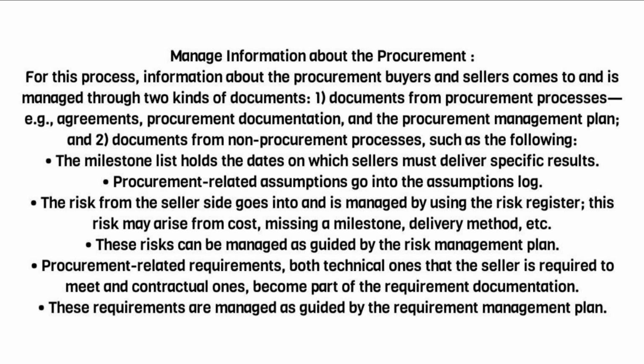The milestone list holds the dates on which sellers must deliver specific results. Procurement-related assumptions go into the assumptions log. The risk from the seller's side goes into and is managed by using the risk register. This risk may arise from cost, missing a milestone, delivery method, etc. These risks can be managed as guided by the risk management plan. Procurement-related requirements, both technical ones that the seller is required to meet and contractual ones, become part of the requirement documentation. These requirements are managed as guided by the requirement management plan.